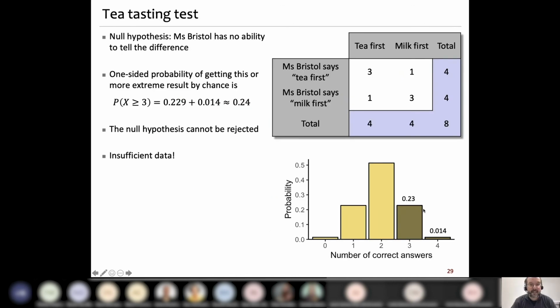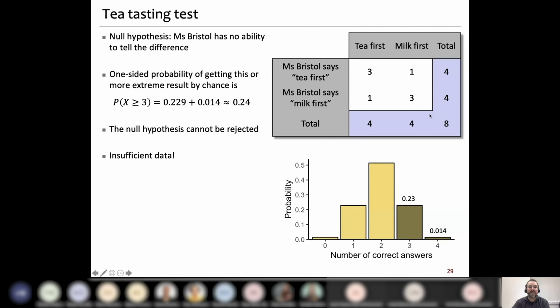Now we can put it in a contingency table. The experimental conditions here are tea poured first. This is the first column, and milk poured first. This is the second column. The outcome of the experiment is what Miss Bristol said. When tea was poured first, she guessed correctly 3 times and made one mistake. When milk was poured first, she guessed correctly here 3 times and made one mistake. This is our contingency table.